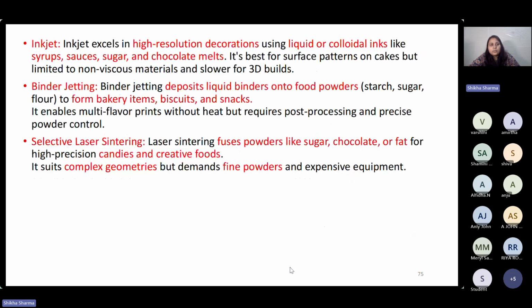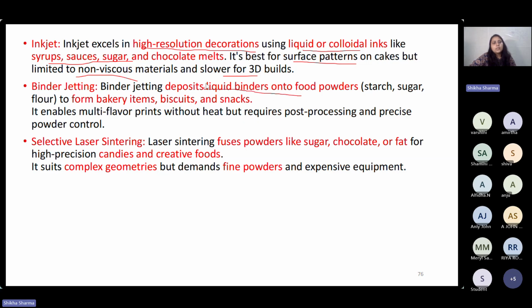Then inkjets are basically good in high resolution decorations using liquids or colloidal inks like syrups, sauces and sugars and chocolate melts, and it is best for surface patterns on cakes but limited to non-viscous materials and slower for 3D builds. So it uses basically liquids or colloidal inks.